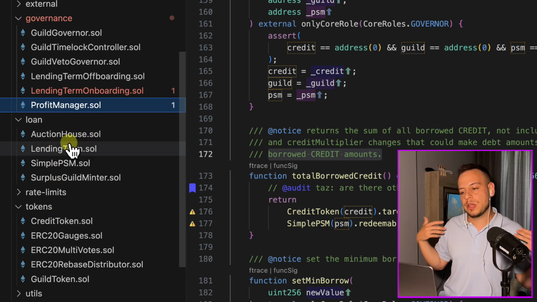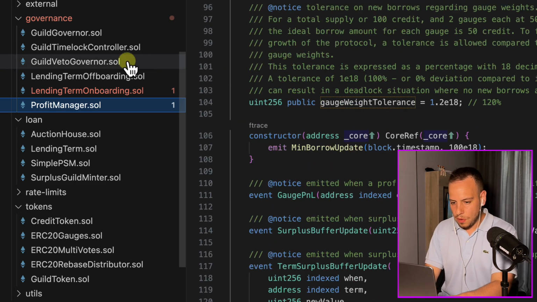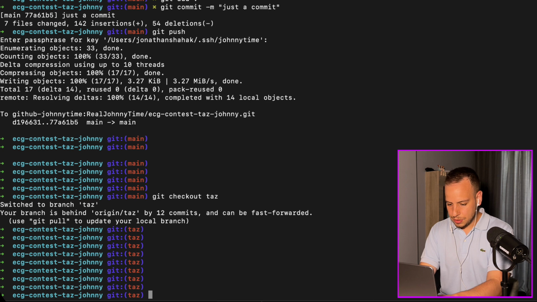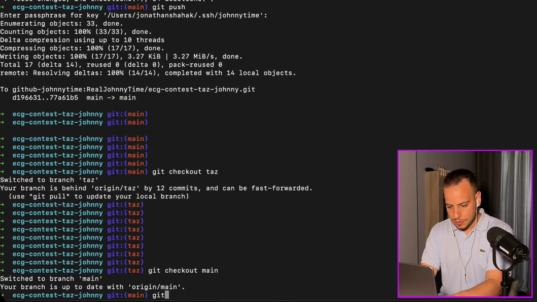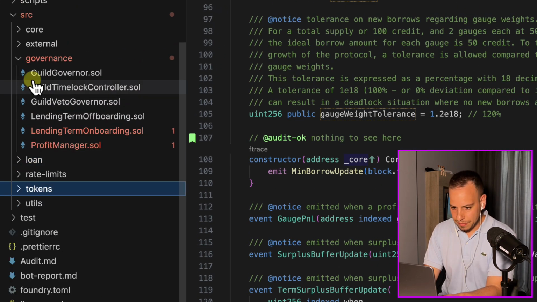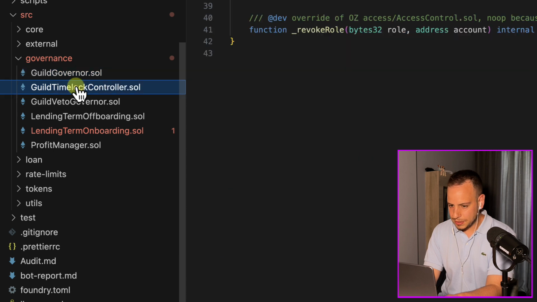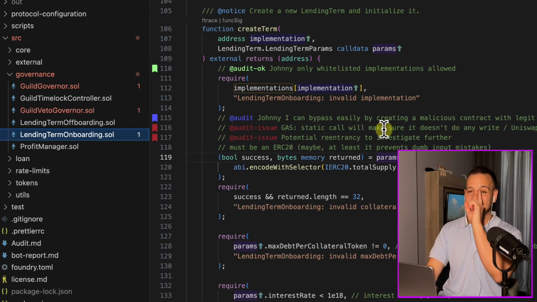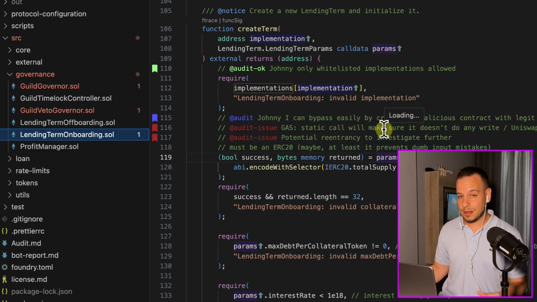And meanwhile, as we read the contracts, we added our audit comments. I will check out back to the main branch, so you will see my comments. It will be easier for me to explain. I basically started by going through the governance contract, like the guild governor, the timelock, the veto, the onboarding, offboarding.